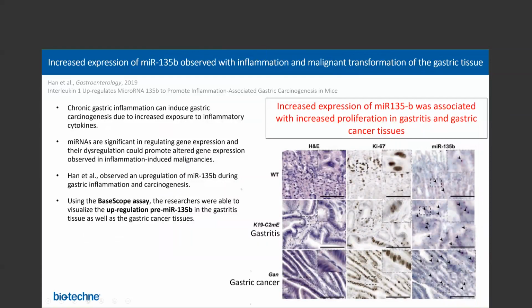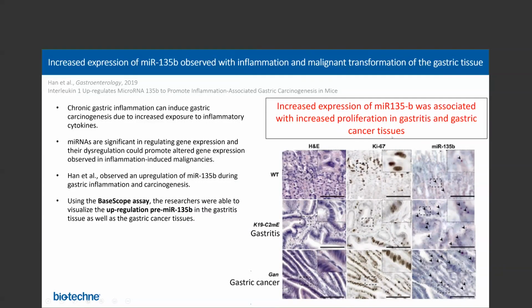Finally, I want to highlight a very interesting application of the BaseScope assay, and that is for detection of pre-microRNA. MicroRNAs, as you know, can be important regulatory RNAs that can be significant in a number of pathologies, including cancer. In this particular example, this group wanted to study the expression of MIR135B in gastric cancer.